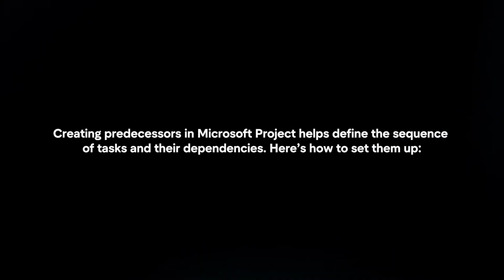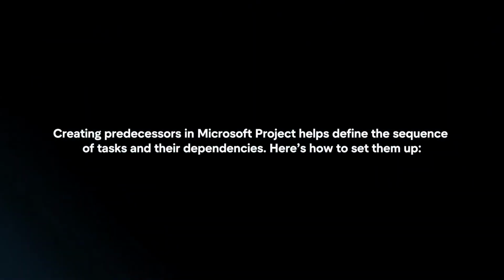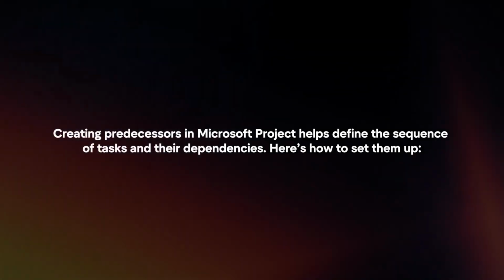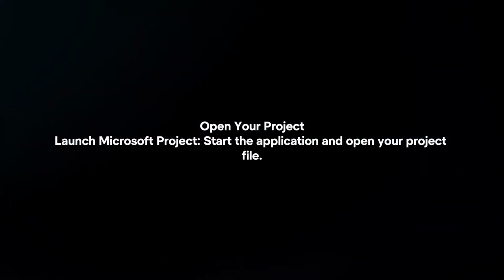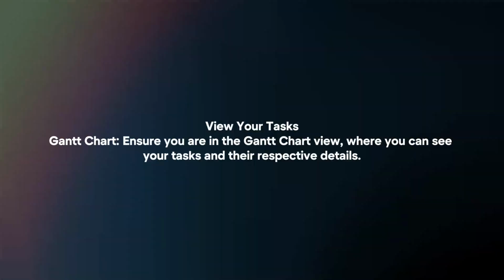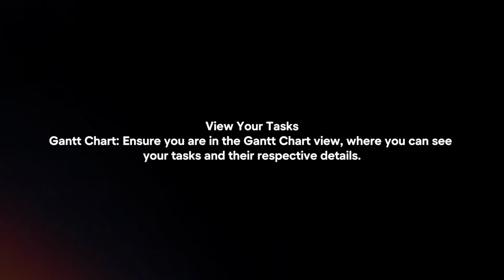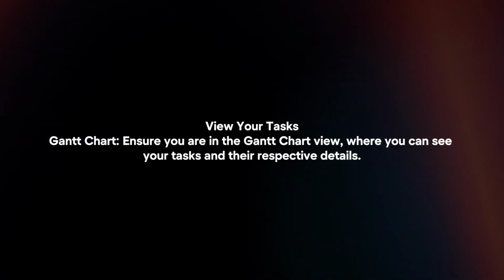Creating predecessors in Microsoft Project helps define the sequence of tasks and their dependencies. Here's how to set them up. Open your project. Launch Microsoft Project, start the application and open your project file. View your tasks in the Gantt chart. Ensure you are in the Gantt chart view where you can see your tasks and their respective details.